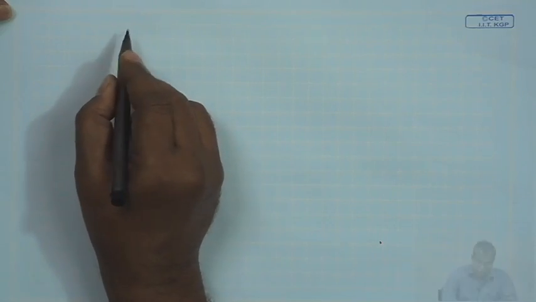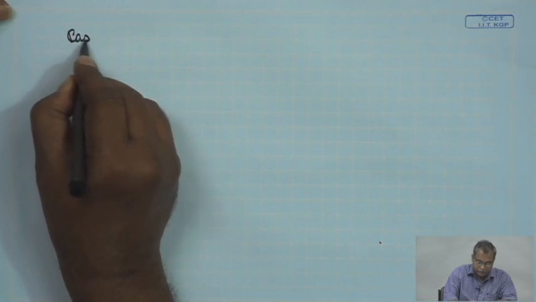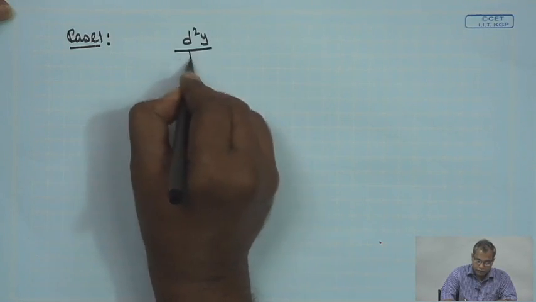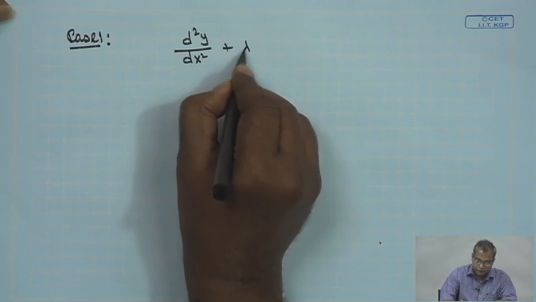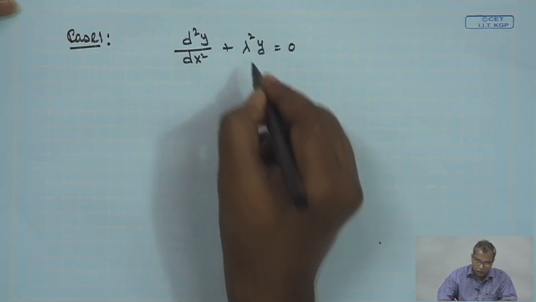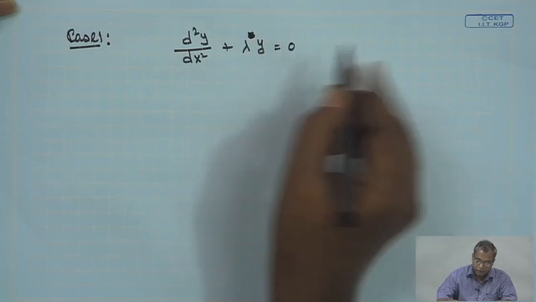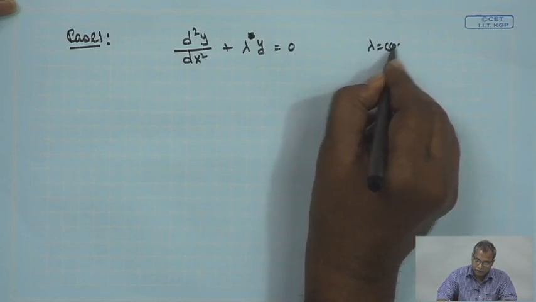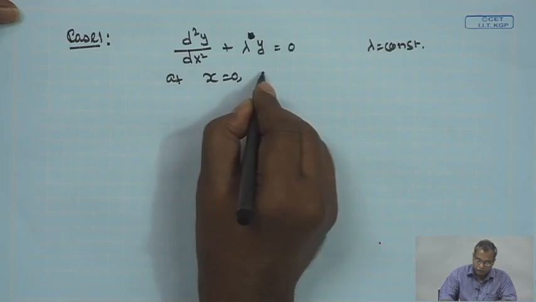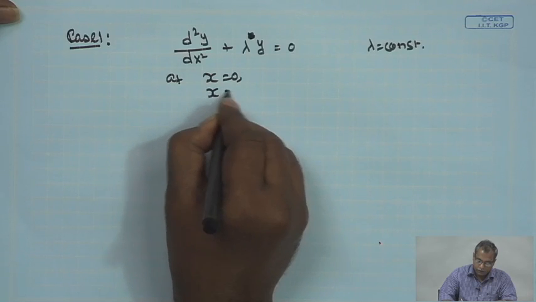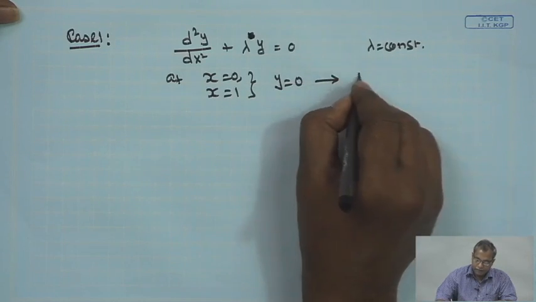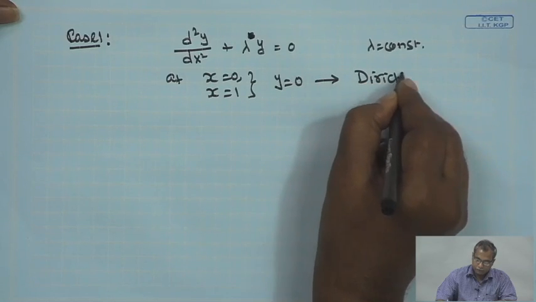The first type of problem we solve, let us say case 1. Case 1 will be d square y dx square plus lambda square y is equal to 0, where lambda is a constant, and at x is equal to 0 and x is equal to 1, at both the boundaries we have y is equal to 0. This is a case of Dirichlet boundary condition.